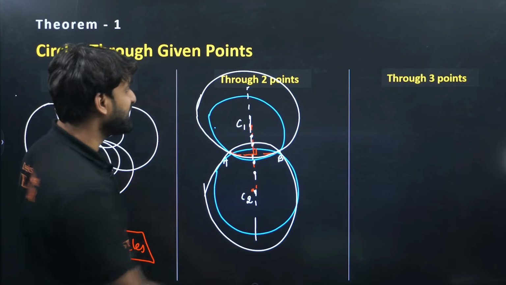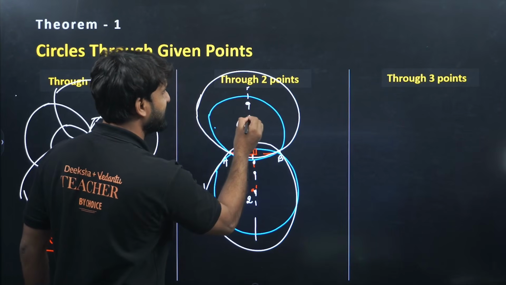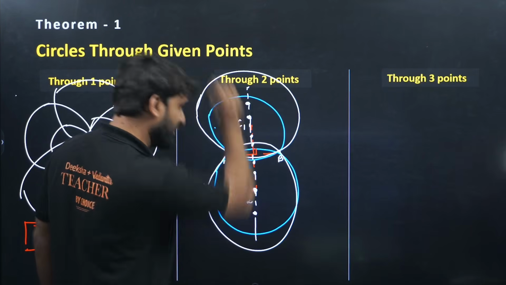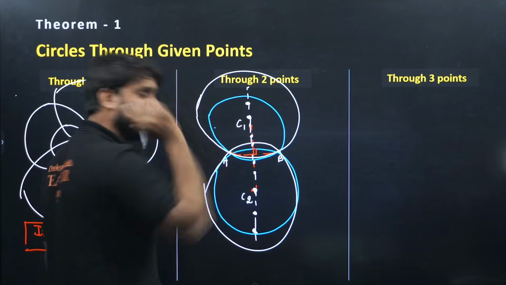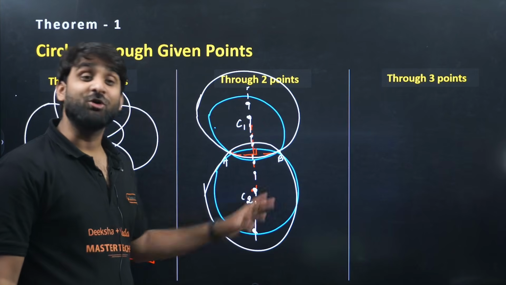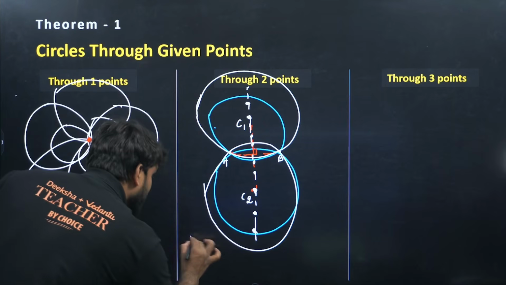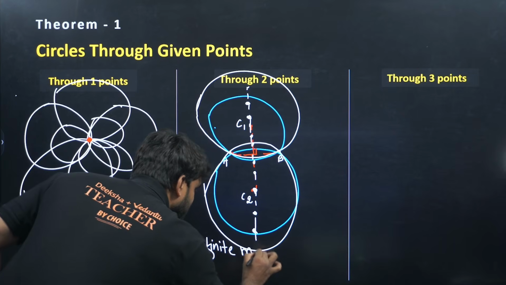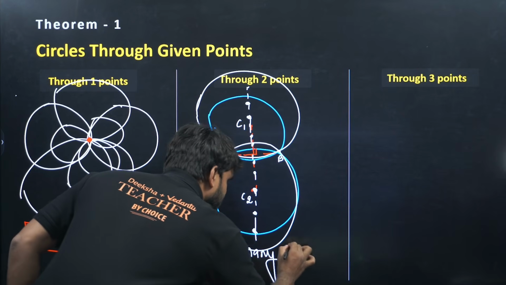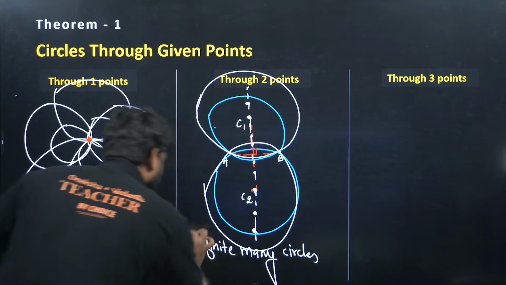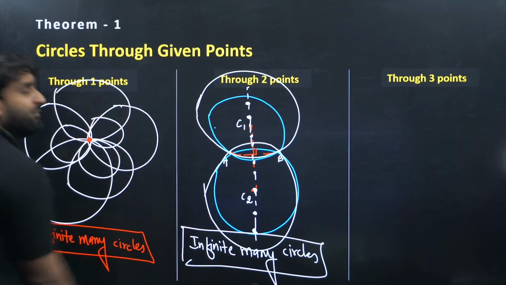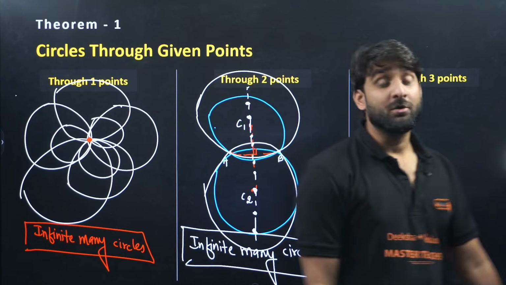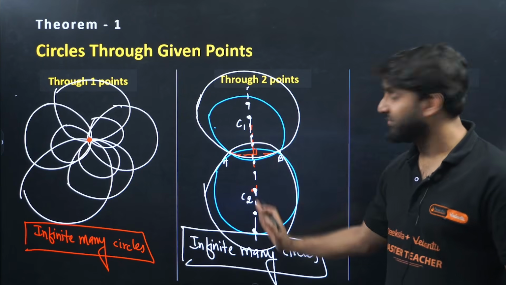So how many circles can we draw? This will be the center of any circle, this will be the center of any circle, this will be the center of any circle which is passing through A and B. So how many circles can we draw? Again, infinitely many circles. Yes, champions. Infinitely many circles we can draw, which will be passing through the 2 points A and B. I hope this is clear to you all, because the center of all the circles is lying on this line.